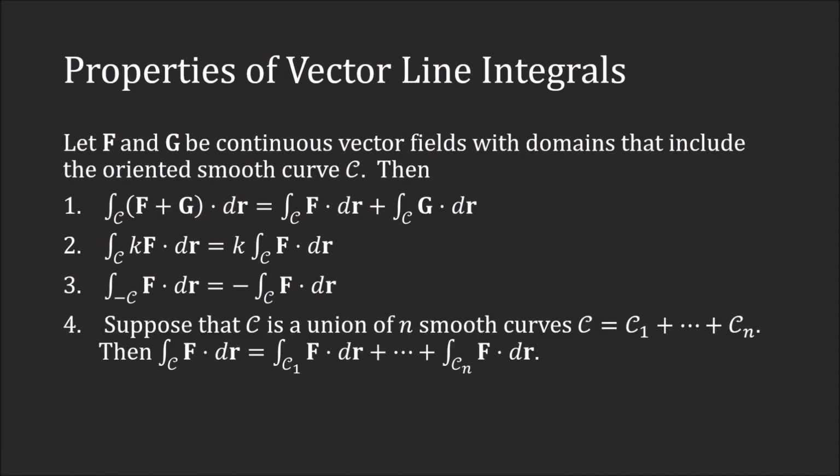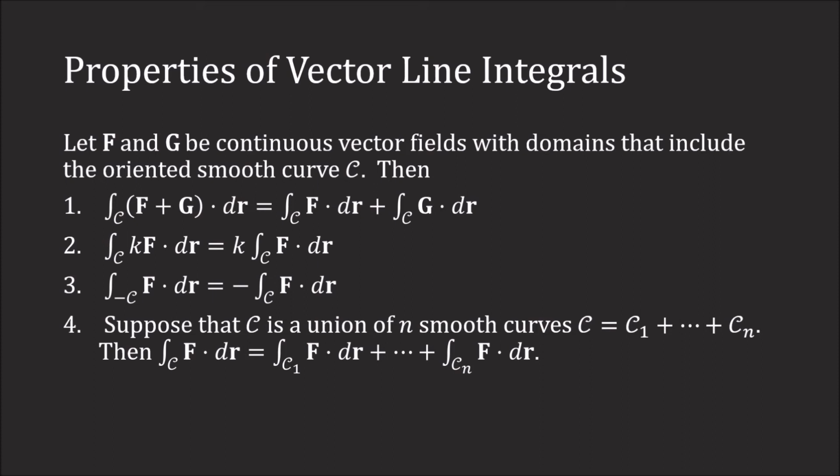And suppose that c is a union of n smooth curves, so c is c1 plus so on and so forth plus cn. Then the integral along c of f dot dr is the integral along c1 of f dot dr plus so on and so forth plus the integral along cn of f dot dr. So if you split your curve into n subcurves, then the line integral becomes the sum of all those individual line integrals.